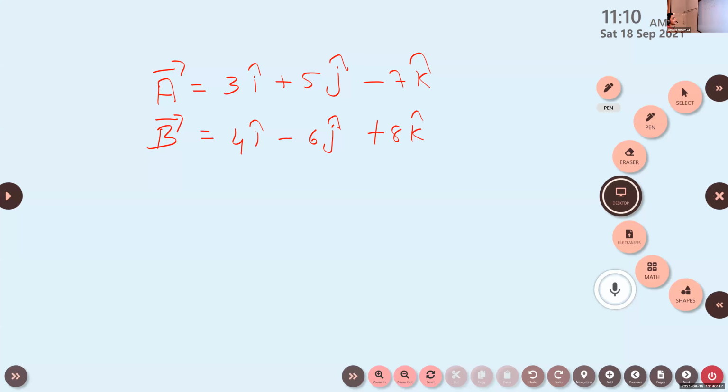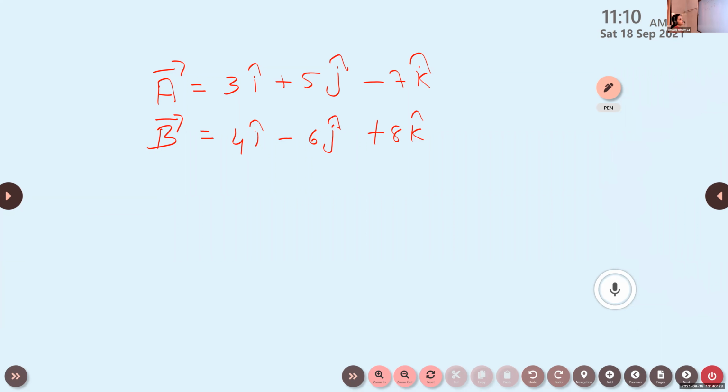So this is our question. Vector A is 3 I cap plus 5 J cap minus 7 K cap. Vector B is equal to 4 I cap minus 6 J cap plus 8 K cap. Okay, so what's the answer? Mary Angelina. Here we want to find out vector A cross vector B.